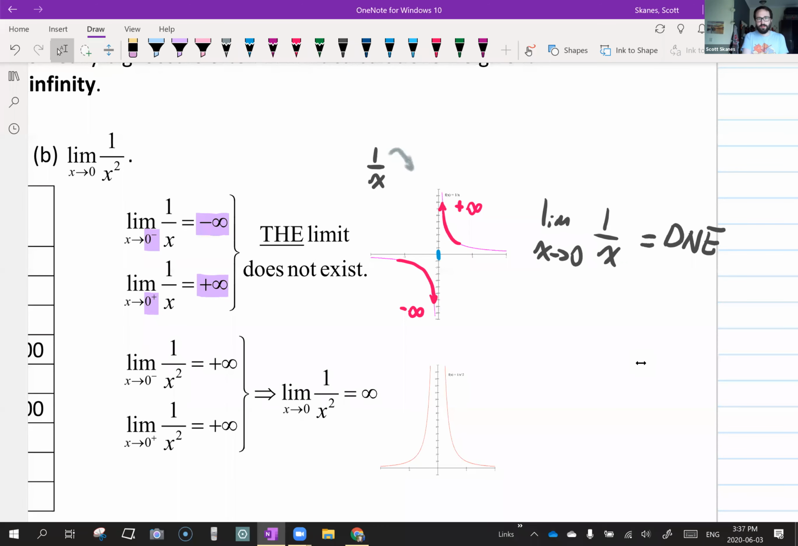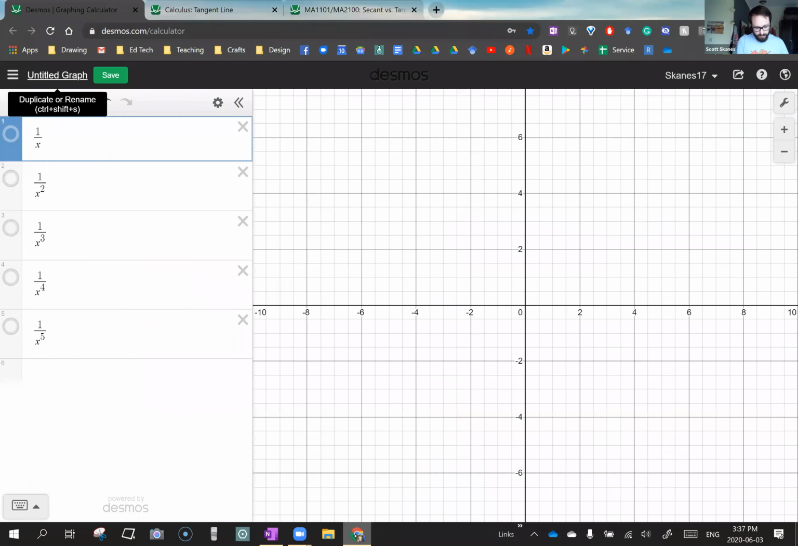What about if we have a slightly different function? So let me just do it on Desmos. What if we had the function 1 over x squared? Well, it looks like this. We covered this yesterday. You tell me, what happens as we go towards 0 for this function? What is clearly happening with this graph?